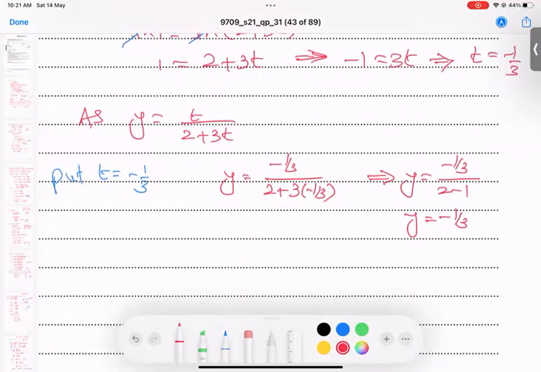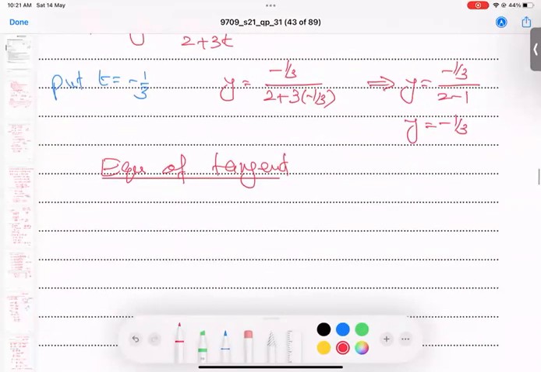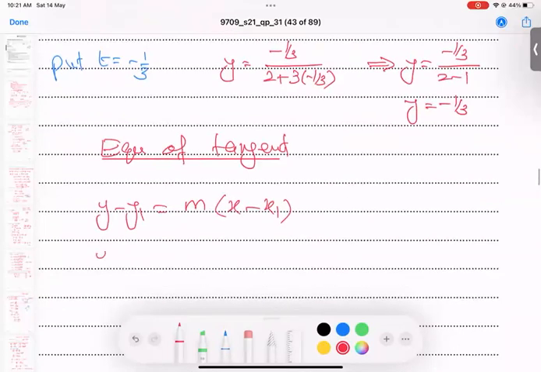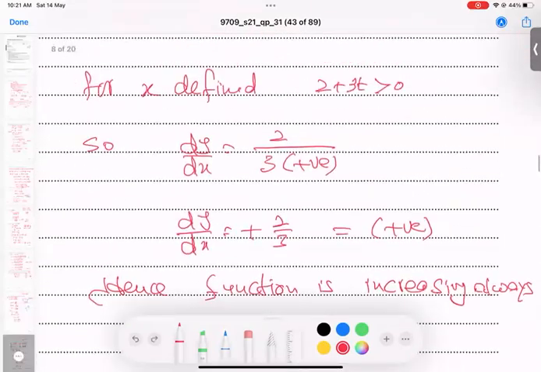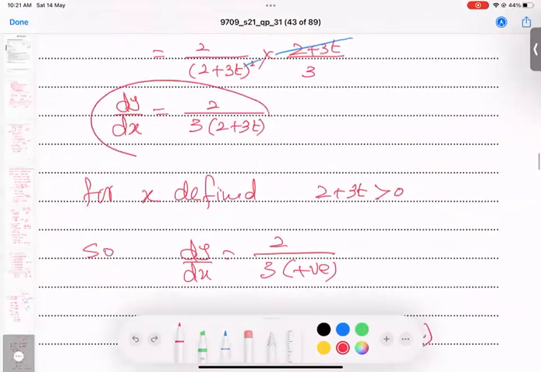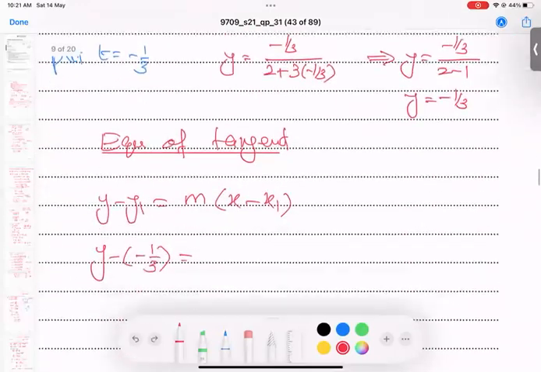So the equation of tangent formula, what we have: y minus y1 equals the gradient of the tangent times (x minus x1). So y1 is, you know it, -1/3. The gradient is the derivative, and we have it here. You see that this is the gradient, so it means 2/3. Okay, so we have the derivative 2/3.